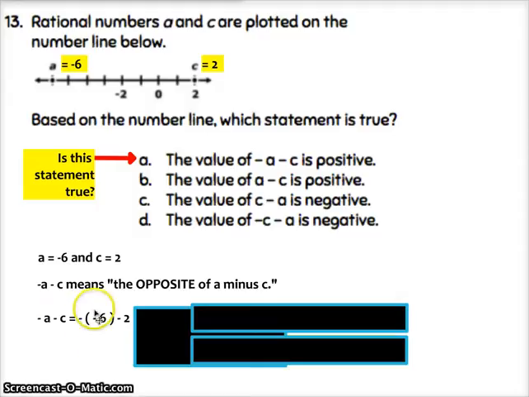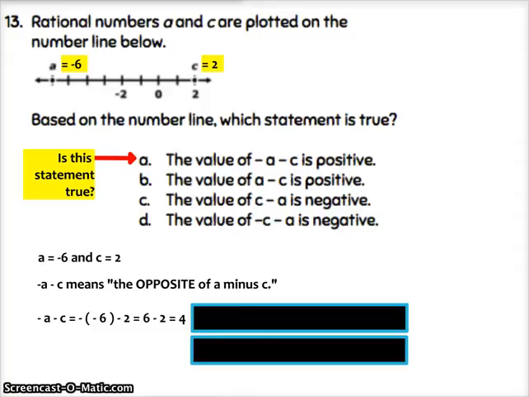So we can rewrite this statement. Instead of saying the opposite of -6, we can just say 6 minus 2, which equals 4. Right? The opposite of a negative is a positive, so the opposite of -6 is +6. 6 minus 2 equals 4. All right, so I've got this number. How does that help me answer the question? What was the question again?